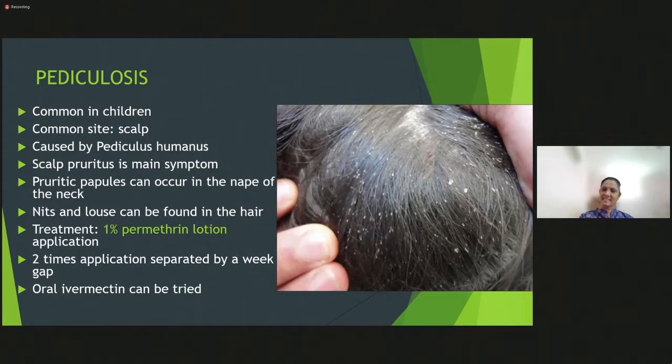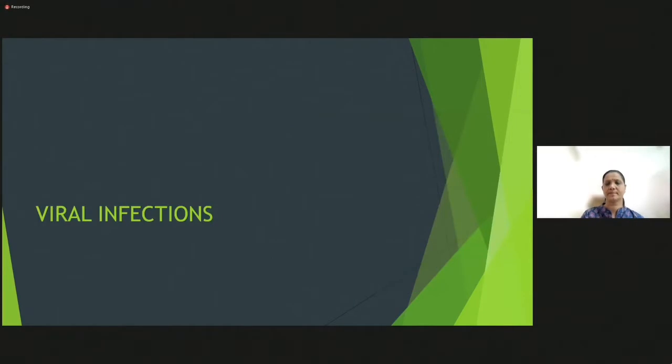The second parasite is pediculosis. All of you know. The main thing is to know that the treatment available is 1% permethrin lotion, which has to be repeated twice, separated by 1 week or 2 weeks, because it's not effective on the eggs. It's effective only for the louse. So when the new louse hatches from the eggs, that needs to be treated again. Hence, it requires the treatment to be repeated after a gap of 1 or 2 weeks. Also, Septran and oral ivermectin can be tried.